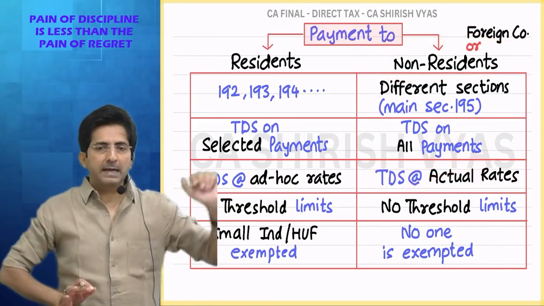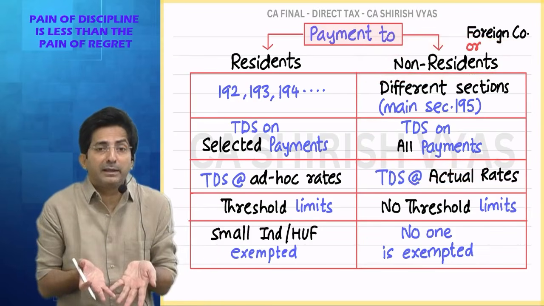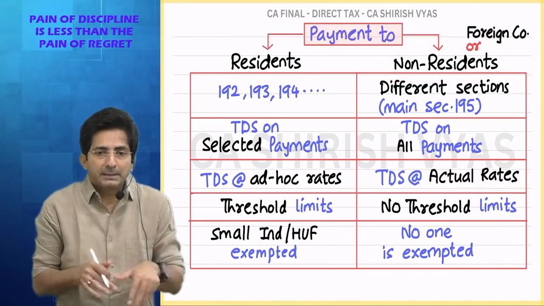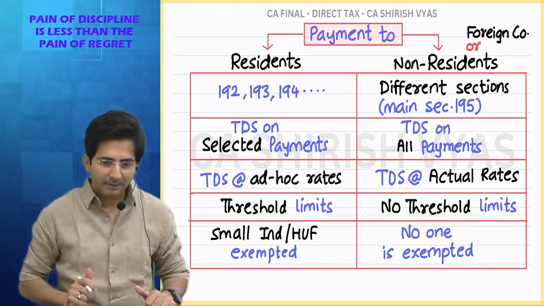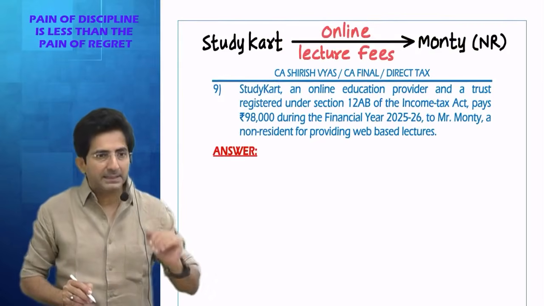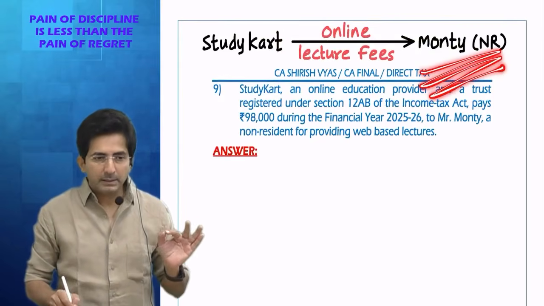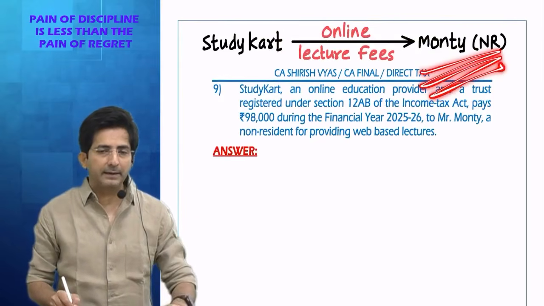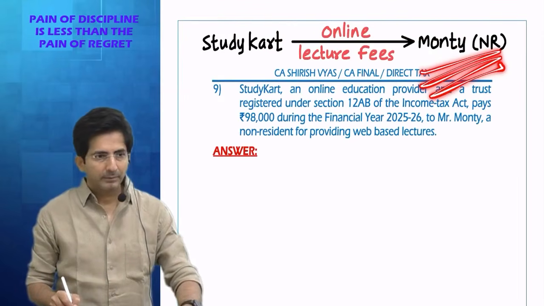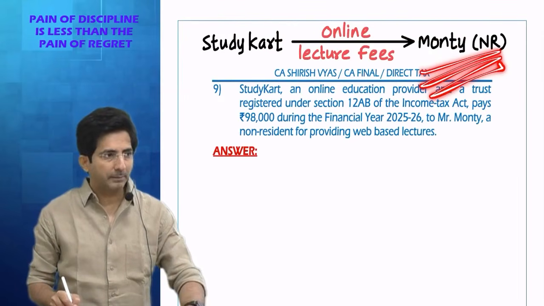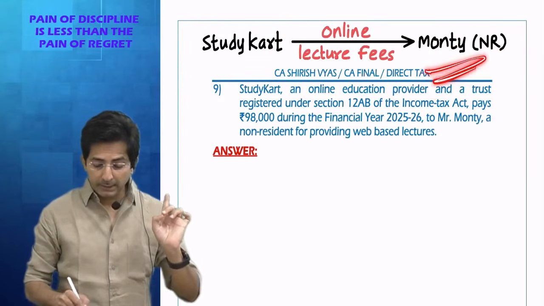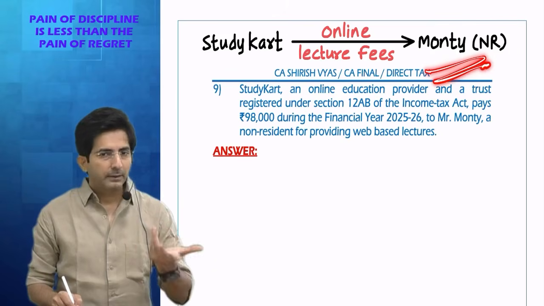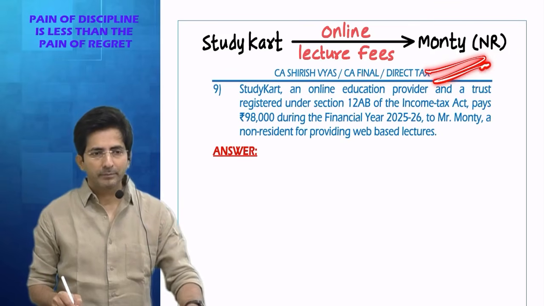So if NR says my income is not liable to tax in India, that means it's not taxable in India, then how can India deduct TDS? Correct? And in this question, the same thing is happening. Monty's income is not arising in India. Tell me why. This also many students will not accept. What I am saying is correct, but you tell me why. What did I say? Monty's income is not accruing in India.